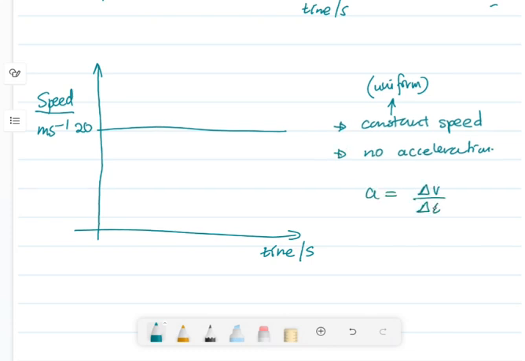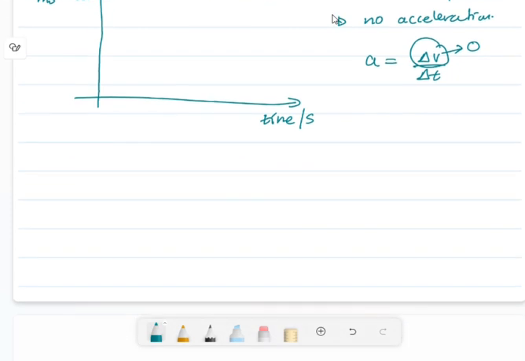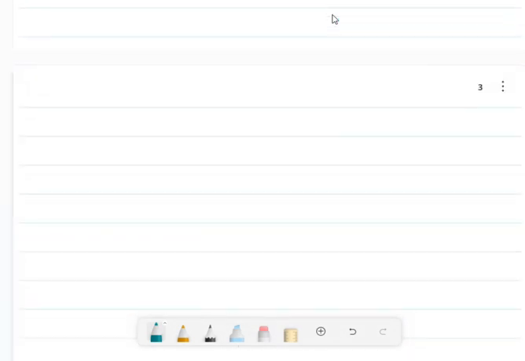Remember, a is equal to delta v over delta t. So if there is no change in this guy, if the change in speed is 0, then the whole thing becomes 0. So any horizontal line on a speed time graph represents motion that is not changing speed. The speed is not changing.